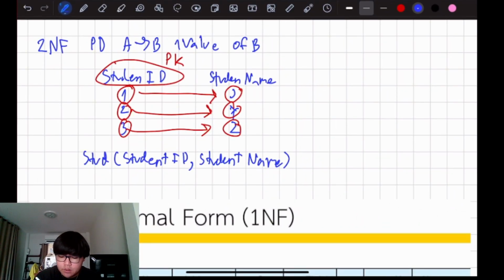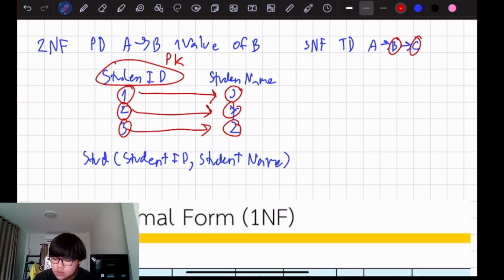Next is third normal form. In third normal form, we need to find a transitive dependent. A transitive dependent is where A can tell B and B can tell C, but B and C cannot tell A.